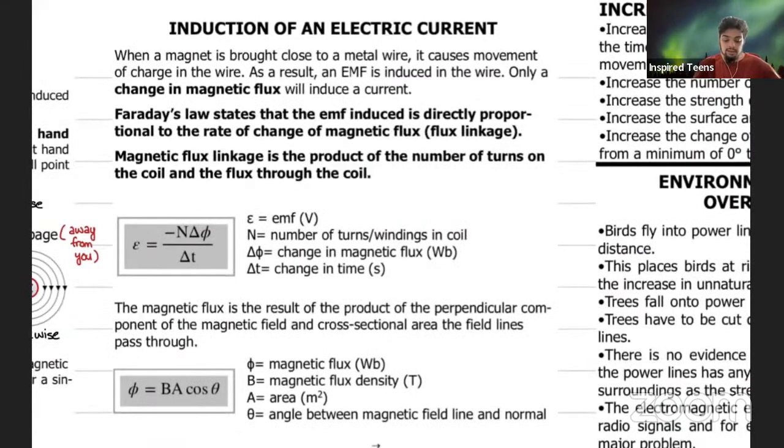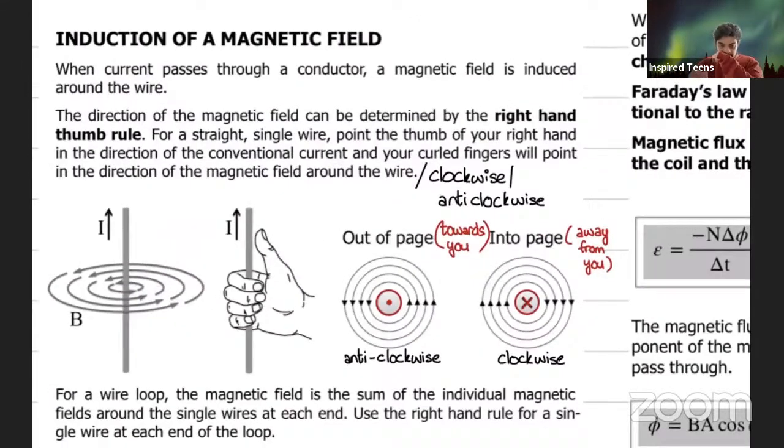Okay, let's have a look at this: induction of an electric current. Firstly, we learned about induction of a magnetic field. Induction is basically the creation of a magnetic field, or something starts up because of another thing.